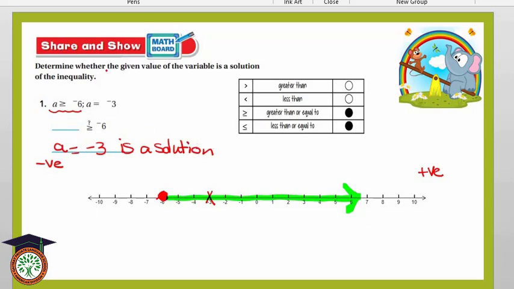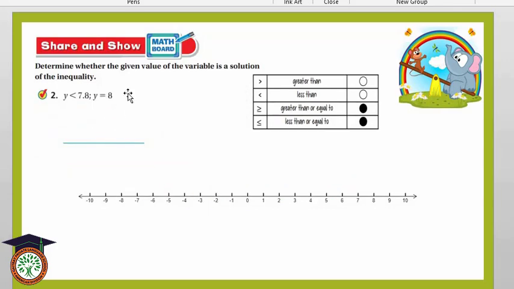Let's check another example. Here he says also determine whether the given value of the variable is a solution or not a solution of the inequality. Here my inequality says what? Y is less than 7.8. Okay? And he wants me to check when y equals 8. So again, I'm going to graph my inequality.